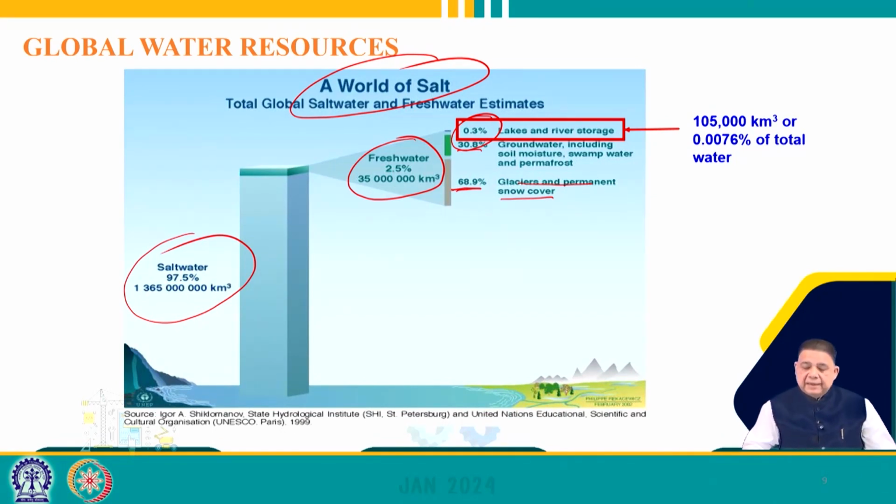And if you just count it, then this 0.3% actually amounts to 1,05,000 cubic kilometer of water, or just a minuscule 0.0076% of the total water resources. So, that is what we really use and we need to bother about.